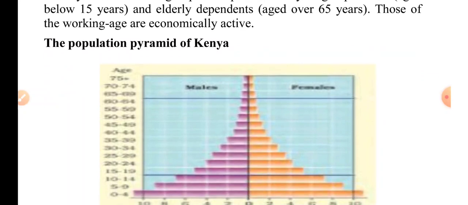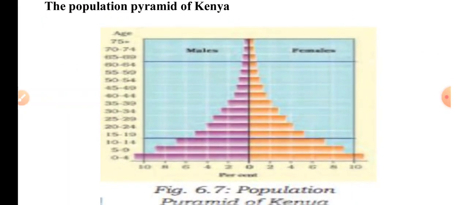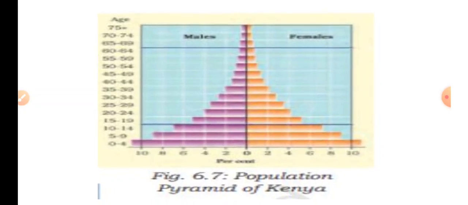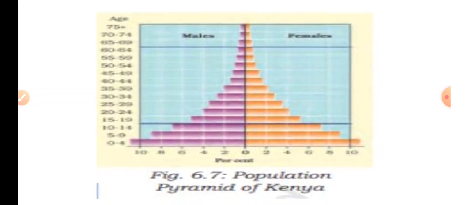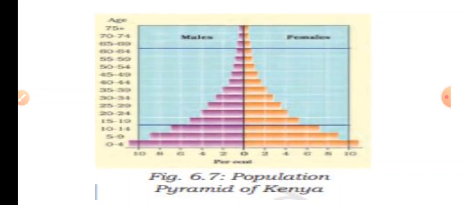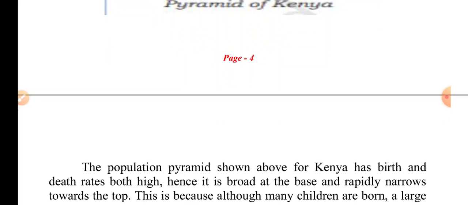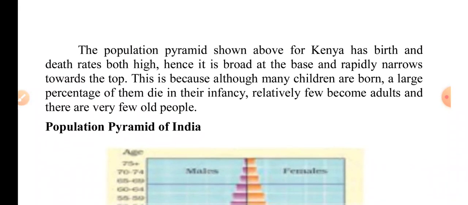Here comes the population pyramid of Kenya. First of all, look at this population pyramid of Kenya. Okay, let's continue. The population pyramid shown above for Kenya has birth and death rates both high, hence it is broad at the base and rapidly narrows toward the top. This is because although many children are born, a large percentage of them die in infancy, relatively few become adults, and there are very few old people.